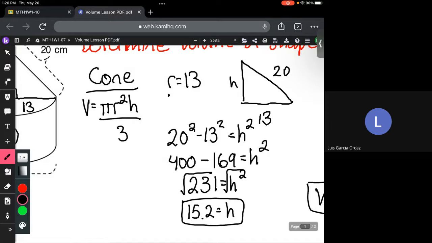Mr. Garcia. Yes. Mr. Garcia, I was. Thank you, Susan Bennett. So now I have my radius and now I have my height. Yes, Kareem. I was just calculating something. That's why I wasn't paying attention. I swear, I promise.